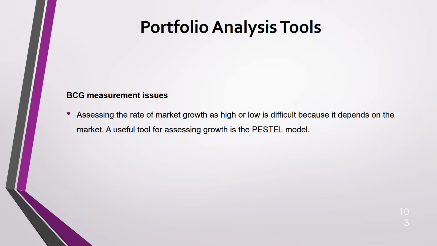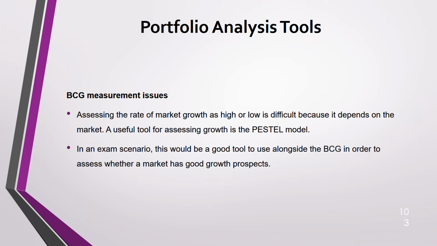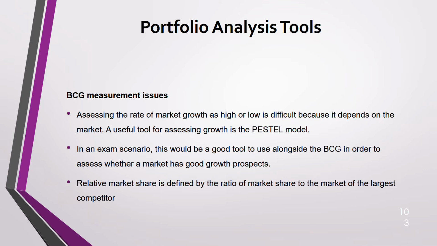A useful tool for assessing growth is the PESTLE model. If you want to assess the growth of a market, you can use the PESTLE model, which we have covered earlier. In the exam scenario, this would be a good tool to use alongside the BCG matrix, to assess whether the market has good growth prospects or not. Then relative market share. What about the market share? It's defined as the ratio of your market share to the market share of the largest competitor. You compare your market share to your largest competitor. That's how you know whether you have 5% market share, 10% market share, what the percentage is.